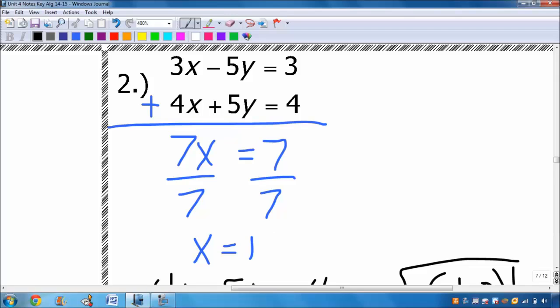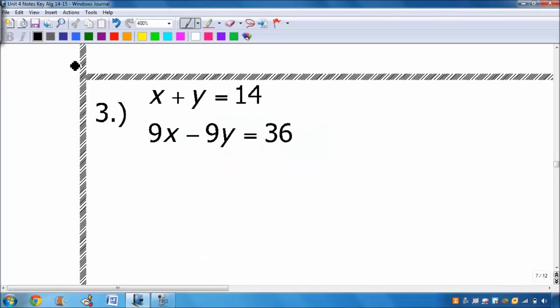It's fine if you do, but it's just a lot of extra work that's unnecessary. All right, let's take a look at number 3. It says x plus y equals 14 and 9x minus 9y equals 36. So my coefficients do not match up. This is 1, this is 1, this is 9, this is negative 9.